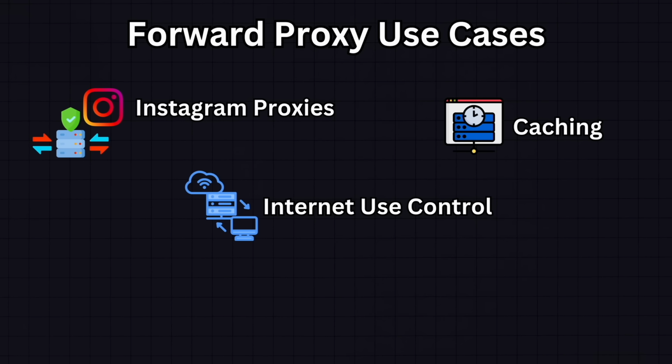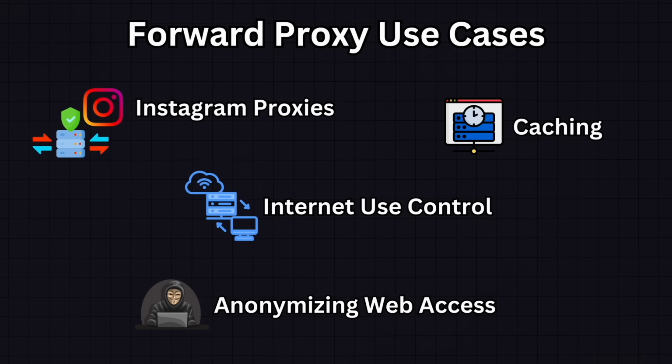Next common use case is caching frequently accessed content. Forward proxies can also cache popular websites or content, reducing bandwidth usage and speeding up access for users within the network. This is especially beneficial in networks where bandwidth is costly or limited. And it can also be used for anonymizing web access. People who are concerned about privacy can use forward proxies to hide their IP address and other identifying information from websites they visit, making it difficult to track their web browsing activities.